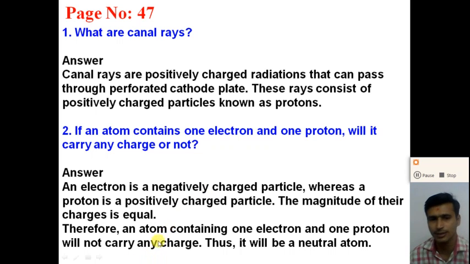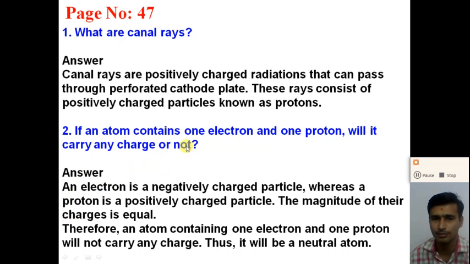So we can say that in an atom containing one electron and one proton, the electron has a negative charge and the proton has the same charge, but positive, so it will not carry any charge. Thus we can say that it will be a neutral atom. According to J.J. Thomson's model, the atom consists of equal amounts of positive and negative charge. So we can say that the atom is electrically neutral, right?